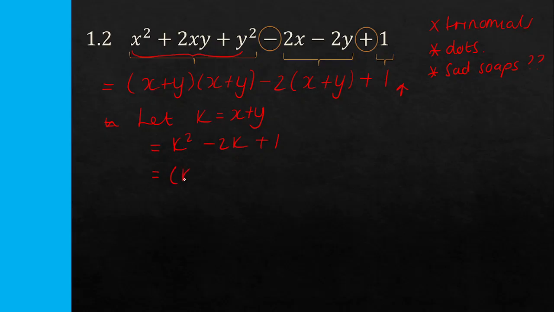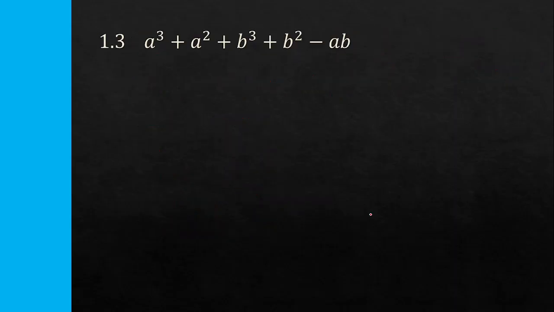So let's go and check this out. So k minus 1 and a k minus 1. And let's go substitute back in. So I've got an x plus y minus 1 and an x plus y minus 1, which is the same as saying x plus y minus 1 squared. Beautiful.